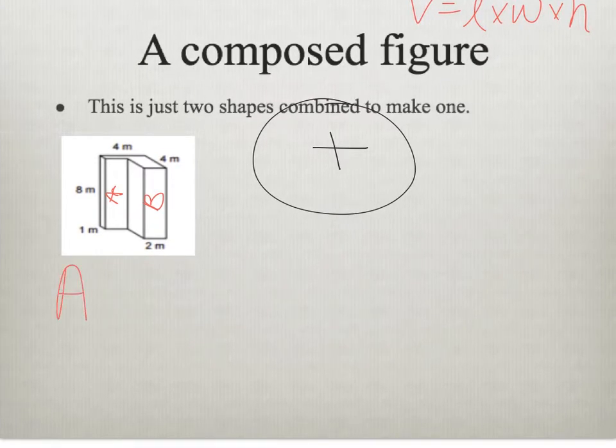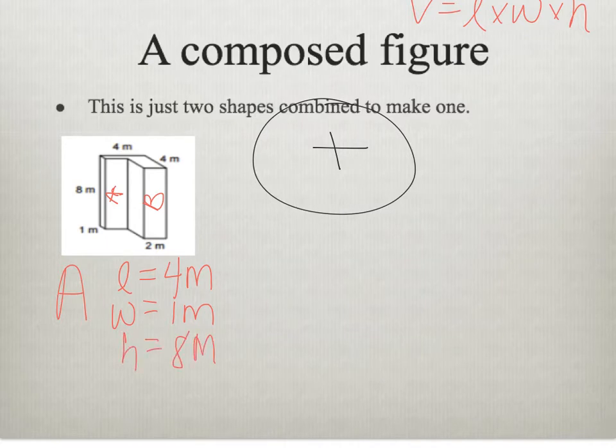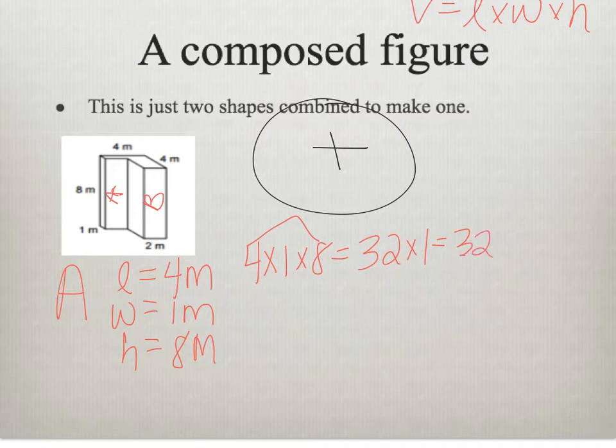And so for shape A, the length is 4 meters. The width is 1 meter. And the height is 8 meters. Okay, so to find the volume, I have to multiply all those together. 4 times 1 times 8. So I know that 4 times 8 is 32 times 1 still gives me 32. So the volume of A is 32 meters cubed.